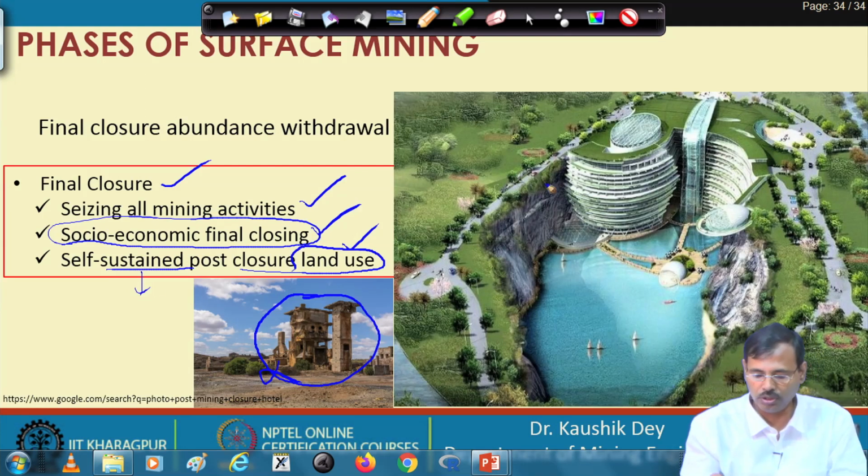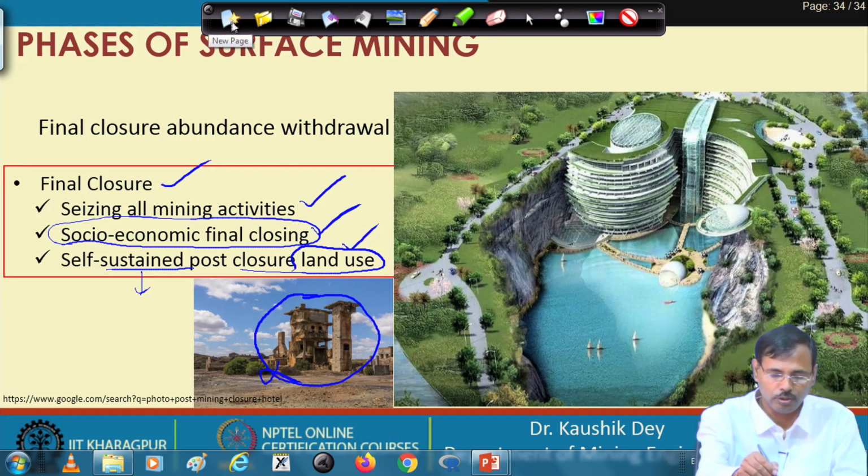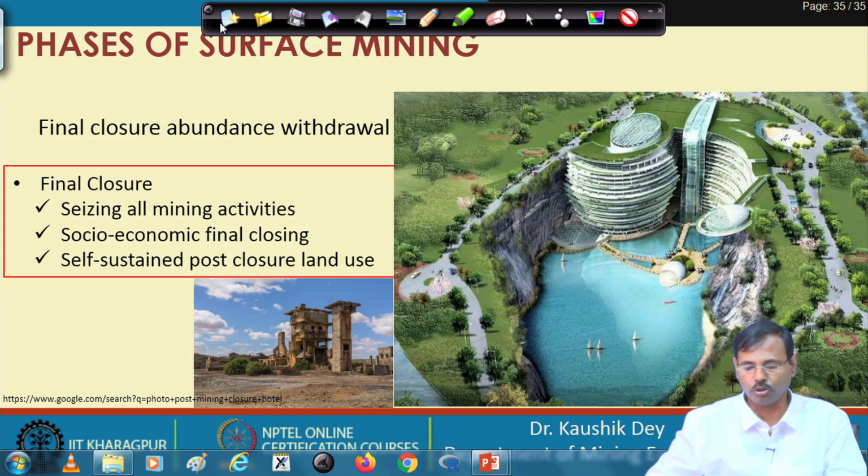Technically sustainable means, if you are looking at this picture, that it will not pose any danger, it will not fall down, it will not create any safety hazard. So, that is a technical closing. Environmental closing means it will not generate any pollutant, it is not generating any adverse effect on the local environment. And finally, the economic one means the economic sustainability should be there, so that it is self sustained, whatever the output is coming or income is going on, the expenditures from that income can be maintained. So, that is the economic sustainability of the post closure land use.